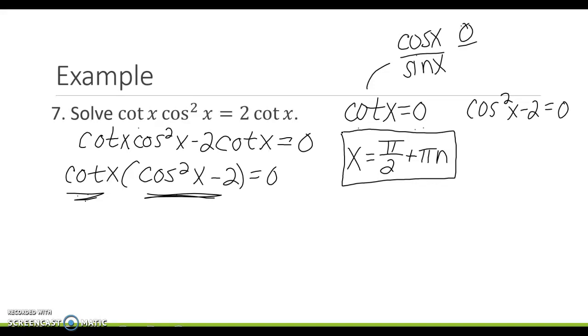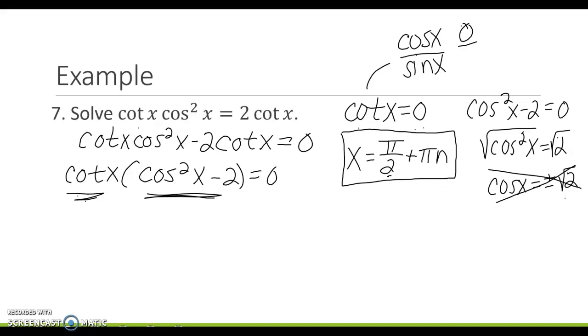And then let's continue solving this one. So I get cosine squared of x equal to positive 2. Take the square root of both sides, and I get cosine of x equals plus or minus square root of 2. This is not a value found on our unit circle. Square root of 2 is going to be outside the range of cosine, and so this is not even going to give me a solution here. So the only solution is my pi over 2 plus pi n.